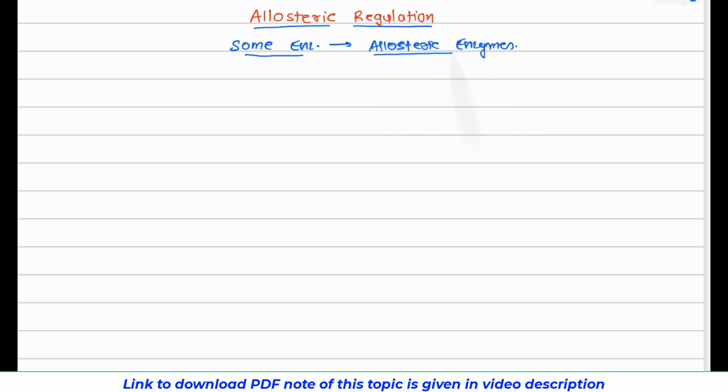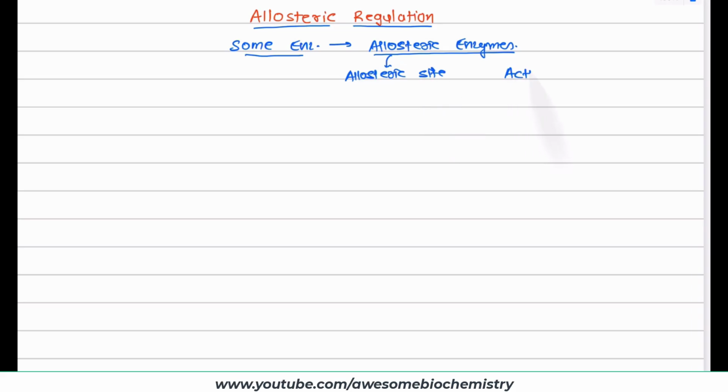Now, these allosteric enzymes have one very specialized site on their surface. It is called an allosteric site. Remember, this allosteric site is different than the active site. So, allosteric site and active site are both different. On the surface of allosteric enzymes, there can be one or more allosteric sites. There can be 2, 3, 4, 5, this many allosteric sites.